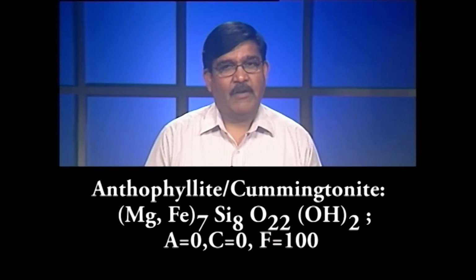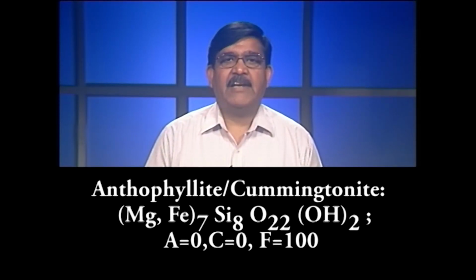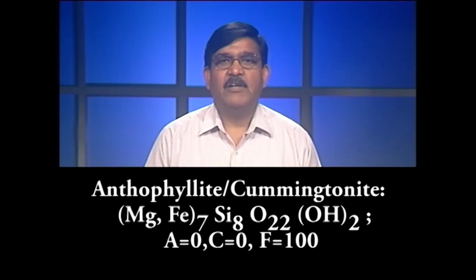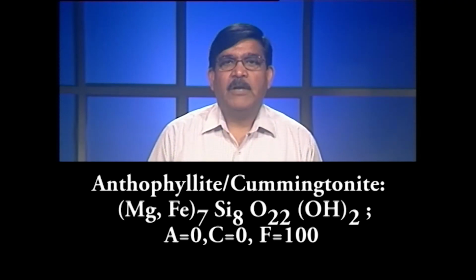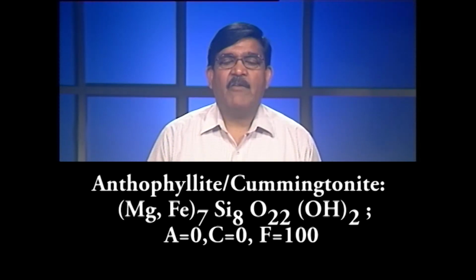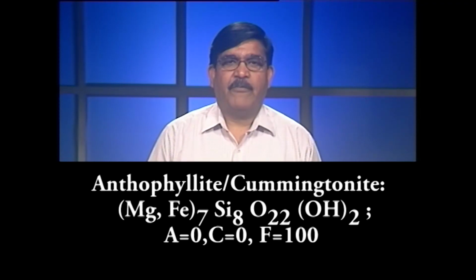Second, anthophyllite or cummingtonite, the formula is (Mg,Fe)7Si8O22(OH)2. During calculation, we can see the F component is present, A and C are equal to 0. Therefore, we can see the value of A equal to 0, C equal to 0 and F equal to 100%.